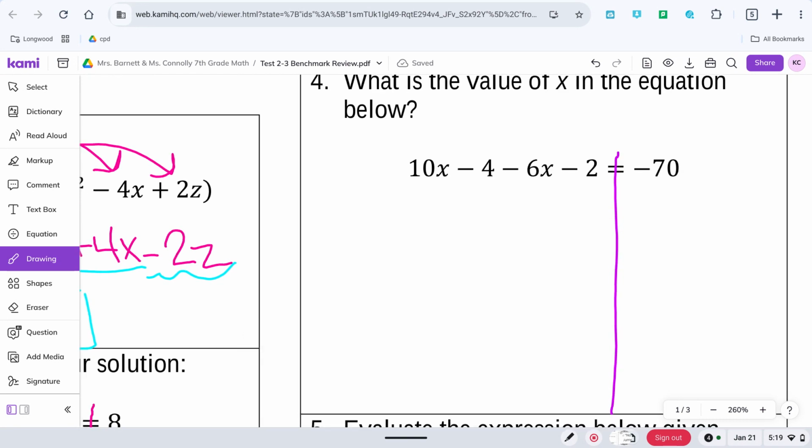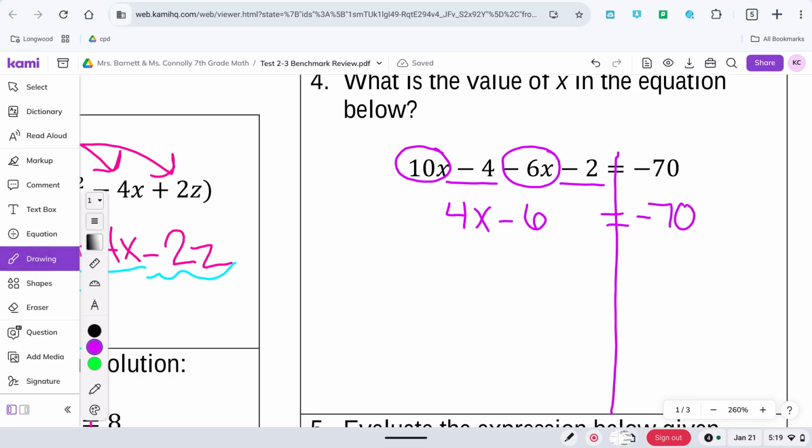What is the value of x in the equation below? We check, is there anything to distribute? No. Are there any like terms to combine? Yes, there is. There's a 10x and a negative 6x, and then there's a negative 4 and a negative 2. The 10x minus 6x gets you 4x, and negative 4 minus 2 gets you minus 6. Bring down our equals and bring down our negative 70.